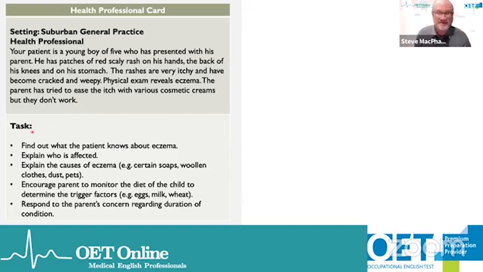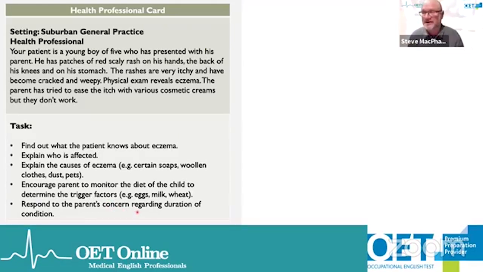And then the task itself says, find out what the patient knows about eczema, explain who is affected, explain the causes of eczema. And we've got here soaps, woolen clothes. So the tasks will provide you with information and you just need to expand on it. Encourage the patient to monitor the diet of the child and respond to the parent's concerns.